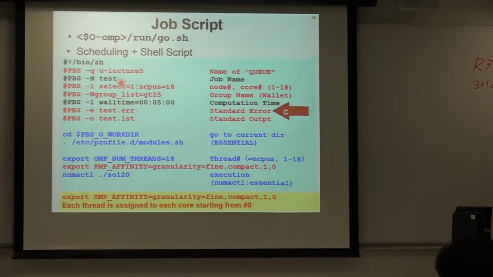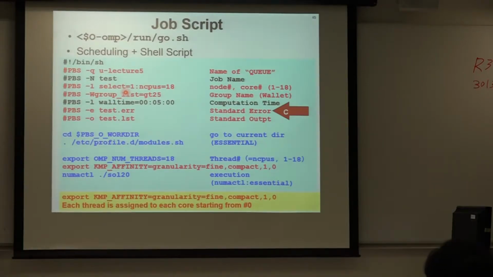Okay, so the next line shows the job name. If you show the status on the screen, this job name will be displayed. If you run multiple jobs, you can change the name of the job, and so you can easily find which job is running or not. The next is the amount of resources. Select equal one means one node. During this class, basically you just choose select equal one, so this should be fixed.